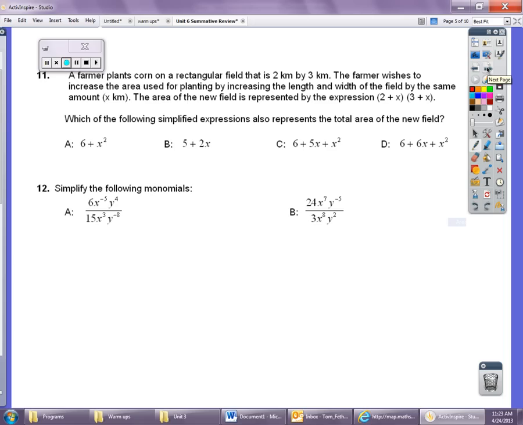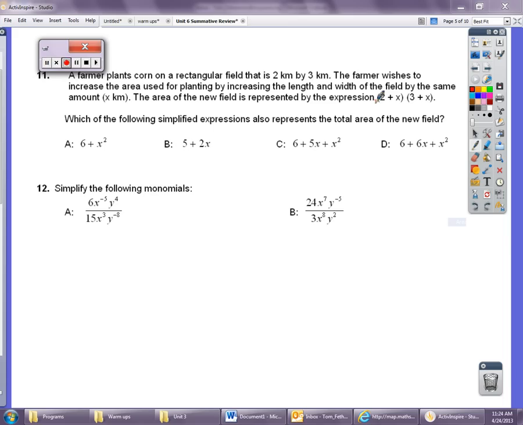Going to number 11. A farmer plants corn on a field that's 2 kilometers by 3. The farmer wishes to increase the area used for planting by increasing the length and width by the same amount. The area of the new field is represented by the expression (2 plus x) times (3 plus x). Which of the following simplified expressions represents the total area?